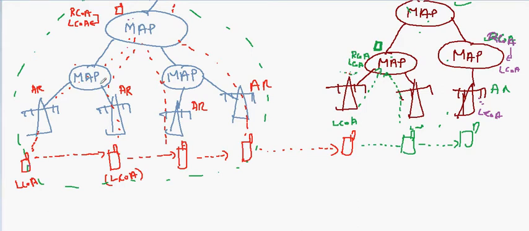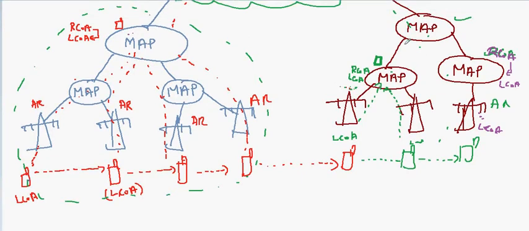So you can observe that if the mobile node was registered in the higher level of the MAP hierarchy, like here, then many handoffs can occur without coming to the notice of the correspondent node. If it was at the lower level of the hierarchy, that is somewhere here, then before informing the correspondent node, there can be very few handoffs. So it is better if the mobile node is registered to the higher level in the hierarchy of the MAPs.